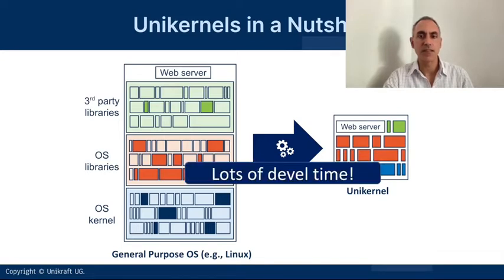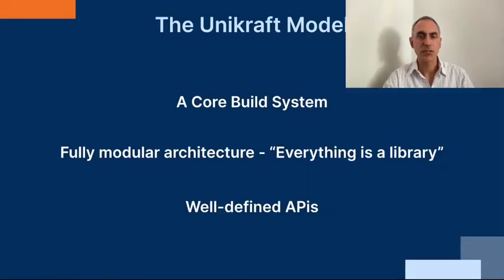The problem is that turning the left-hand side picture into the Unikernel has in the past required lots of development time. So in Unikraft, we're trying to fix that. We have a core build system and a principled architecture where everything is modular. Everything is a library so that we can easily plug and play and specialize for particular applications. And then we have a set of well-defined APIs so that we can actually plug and play things.